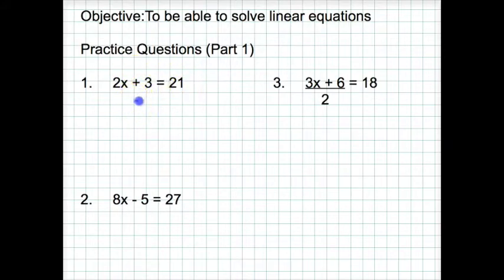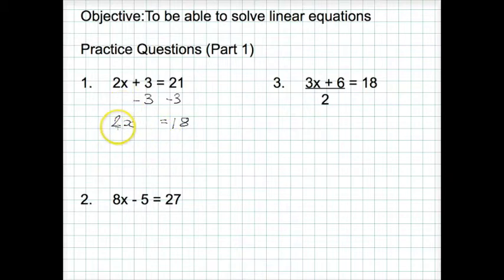So what we do is we take 3 away from that side. But if we take 3 away from one side, we must do exactly the same to the other. So we need to take 3 off the other side as well. Write out what you're left with after you've done that. So we've now got 2x, the 3 is no longer there, and if you do 21 take away 3, we end up with 18.